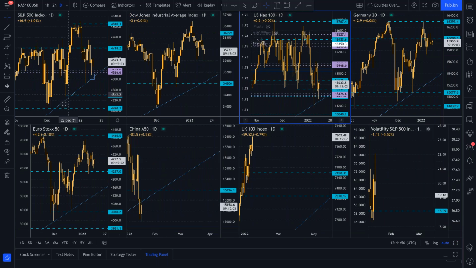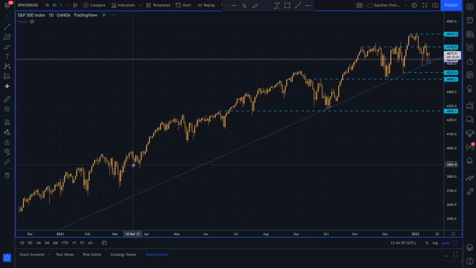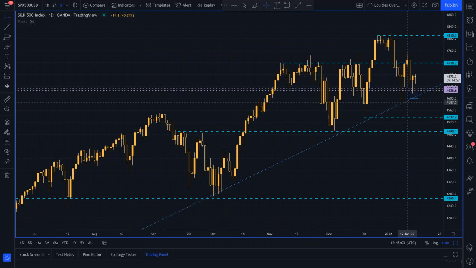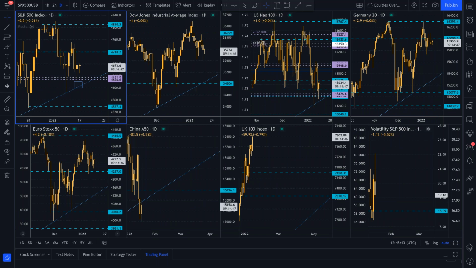We also have key support in the S&P 500. 1, 2, 3, 4 touches, 5 touches. Any move underneath that 4,580 would validate it. Otherwise, you could look for a move back up to 4,800. So if you do have the view that stocks will recover, and that quantitative easing and the general support that's taking place will support stocks higher.